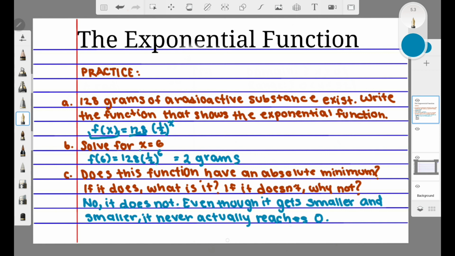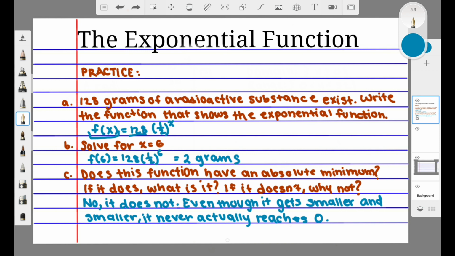So now you want to solve for x is equal to 6. So all you need to do is plug in 6 and then solve. You could also do it with a table or a graph and just divide 128 by 2 6 times, and then you would get 2 grams. So after 6 half-lives, the amount of radioactive substance would be 2 grams.